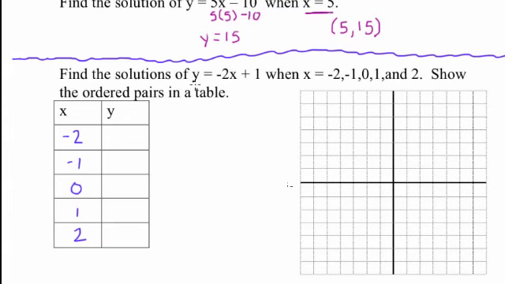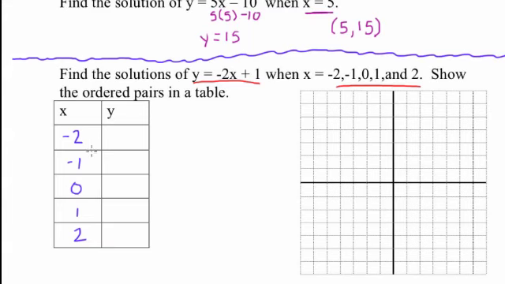Now back to our previous example. We're going to work again with the equation y equals negative 2x plus 1, and we're going to look for patterns on our graph. We're going to sub in these numbers here for our x and find the y values that go with them. Then we're going to graph our ordered pairs and look for a pattern.